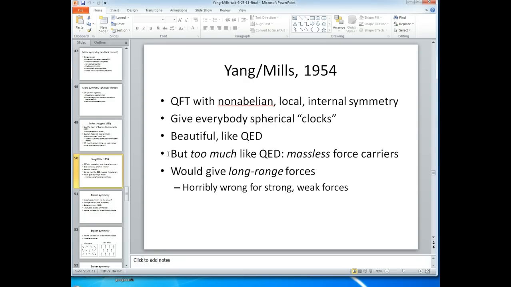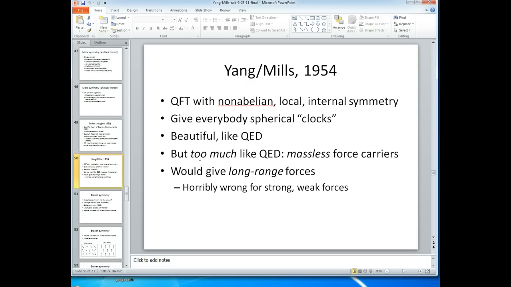But here's one of the things that's wrong with it. It's too much like quantum electrodynamics. One of the things about QED is that the photons have no mass. A photon is a massless particle, and that's fundamental for relativity. It's fundamental for how QED works. And the Yang-Mills theory would have predicted, without any modification, that the carriers of the strong and weak nuclear force, which they were trying to explain, would also be massless. Well, what's wrong with that? Is that a problem?